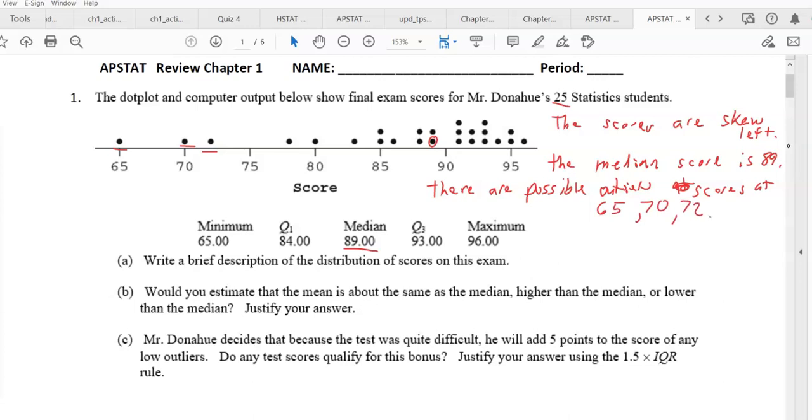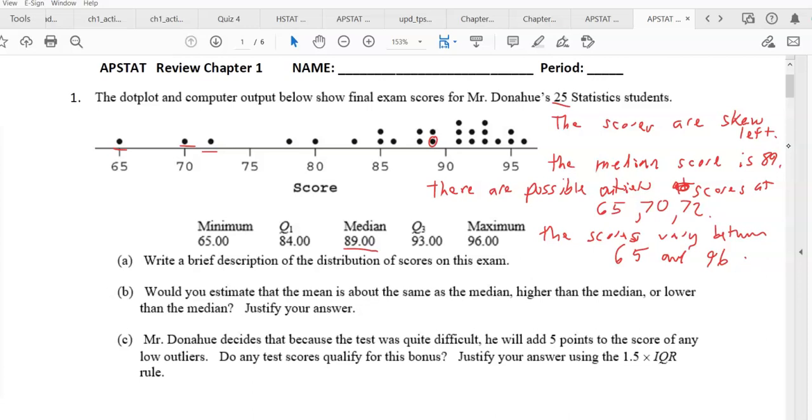And lastly, variability. So the scores of Mr. Donahue's statistics students vary between 65 and 96. Perfect. That's a great description. Again, with quantitative data, you want to describe those four things: shape, center, outliers, and variability. Get that in your head. You got to know those.